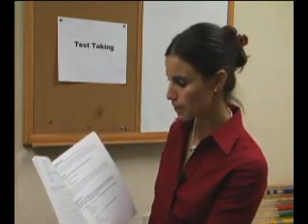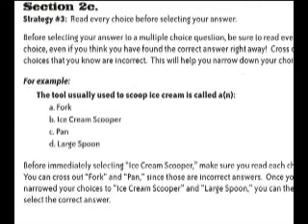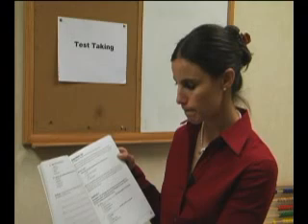Section 2C teaches us the next multiple choice strategy. It tells us to read every choice before selecting our answer. In this case, we have an example. The tool usually used to scoop ice cream is called an A, fork, B, ice cream scooper, C, pan, or D, large spoon. In this case, we know we can cross off fork and pan.